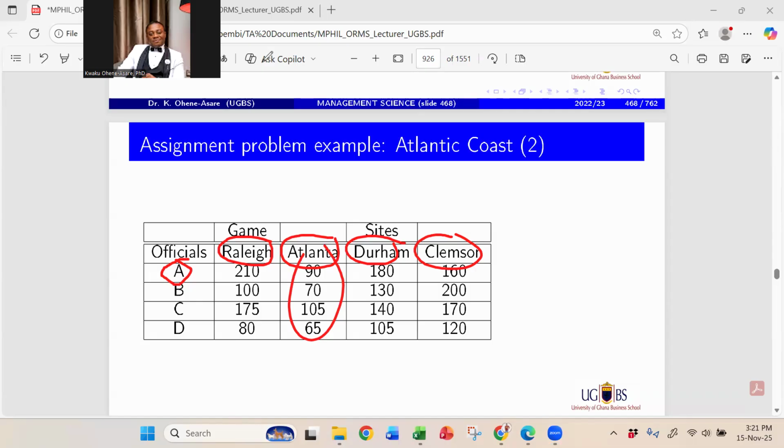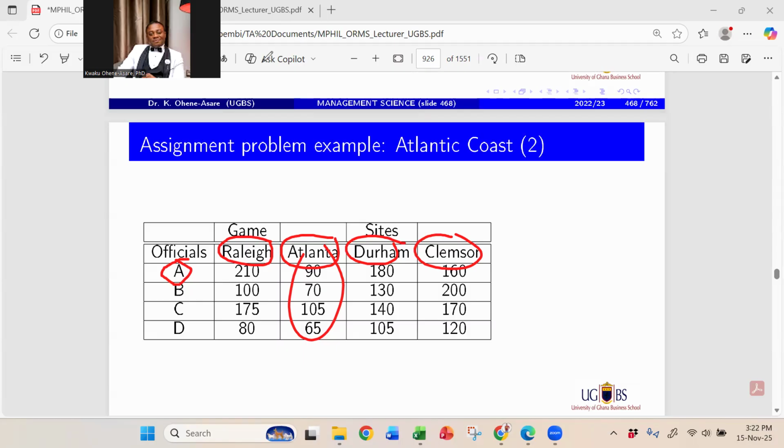The first thing to do is to decide in your mind what are the demand and what are the supply. The good thing about the assignment model is that the constraint will always be equal to 1. Write it down somewhere: in the assignment problem, each constraint is equal to 1. The reason is that you need only one official in one place. You can't be in multiple places at the same time.